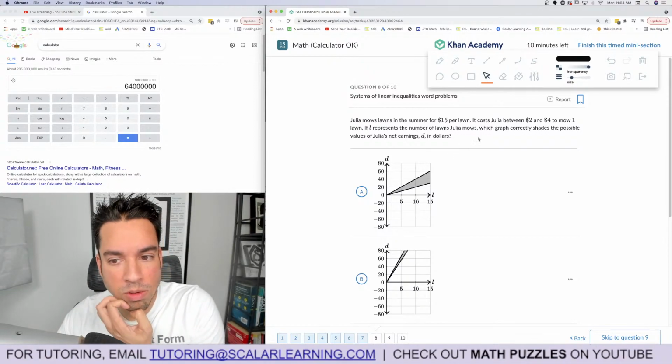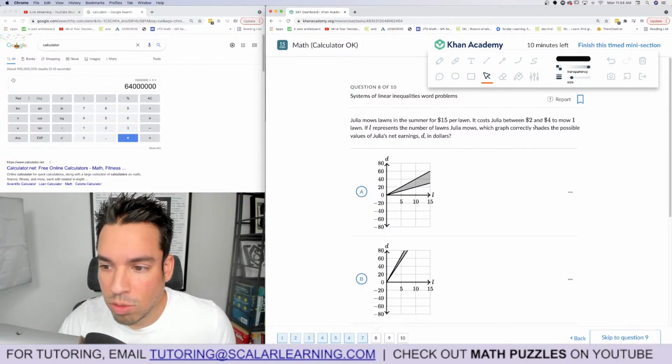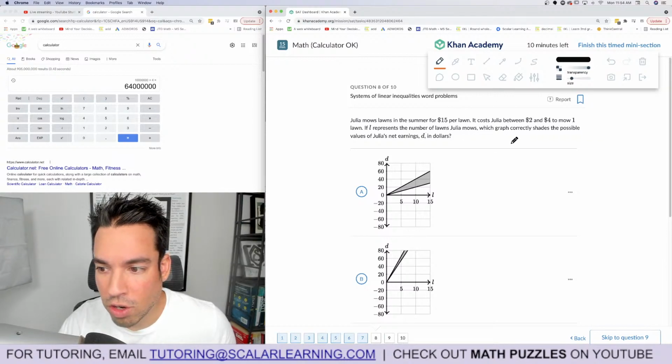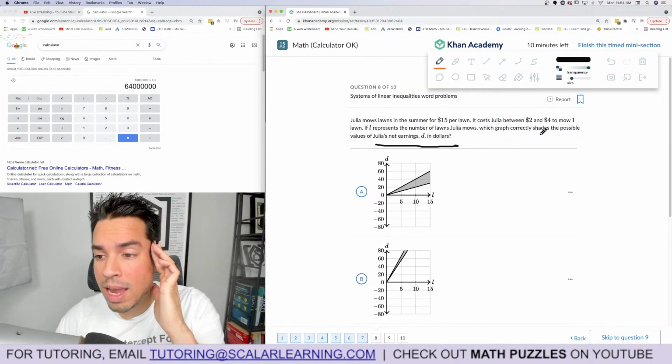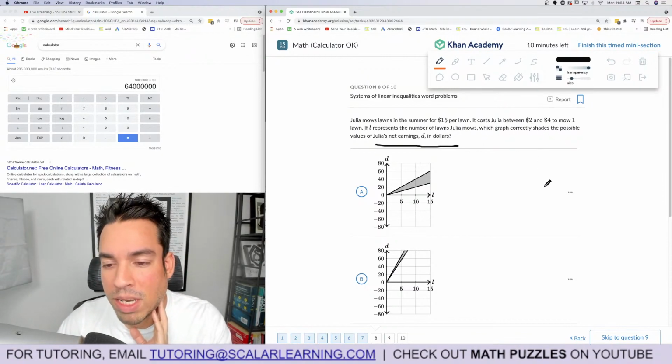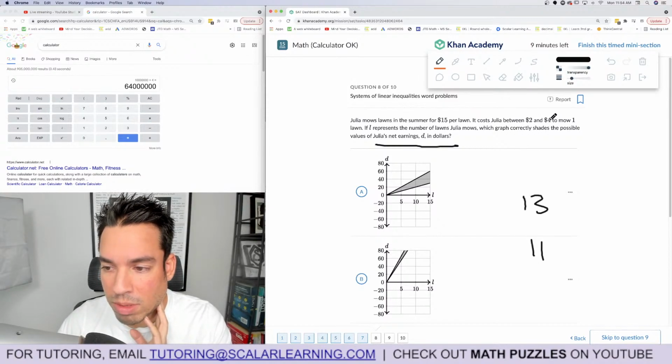Julia mows lawns in the summer for $15 per lawn. It costs Julia between $2 and $4 to mow a lawn. So we're talking about 2 lines. Wait. Cost. Okay. If L represents the number of lawns, which corresponds to possible values of Julia's net earnings in dollars? So it should be anywhere from $11 per lawn to $13 per lawn, because minus 4 would be 11, minus 2 would be 13.